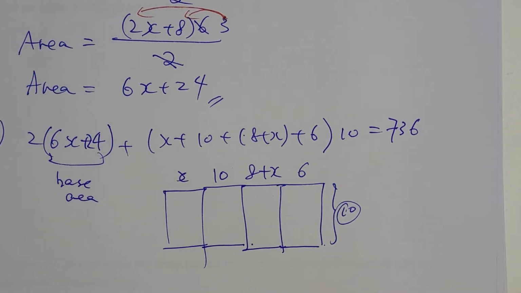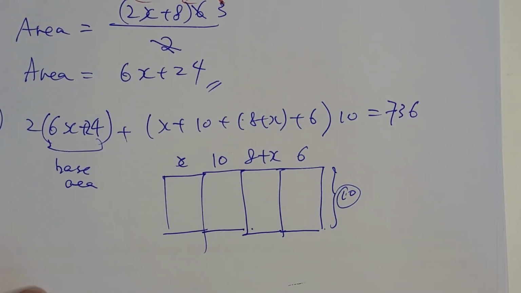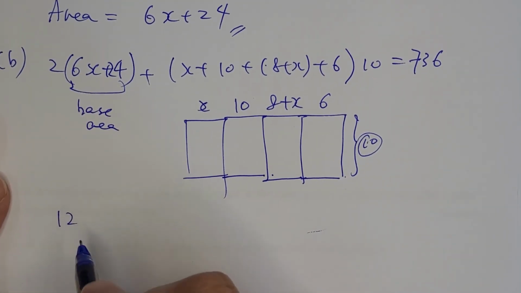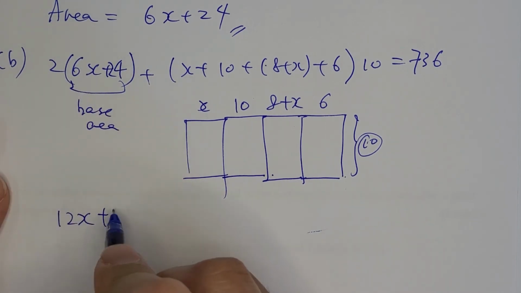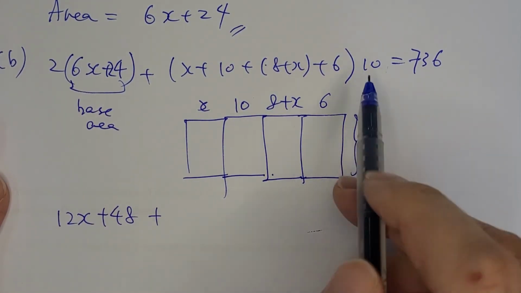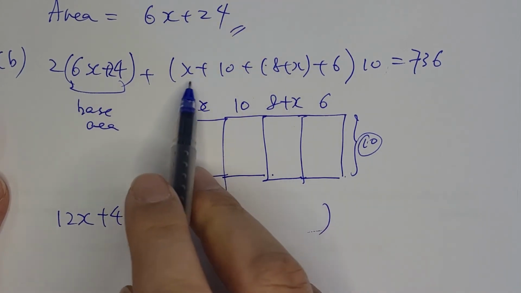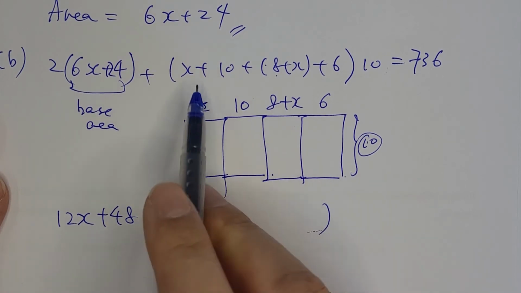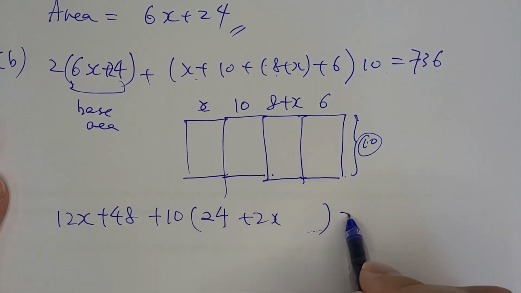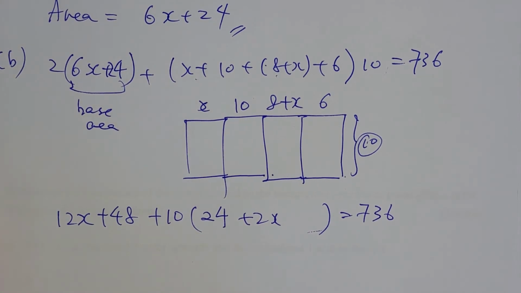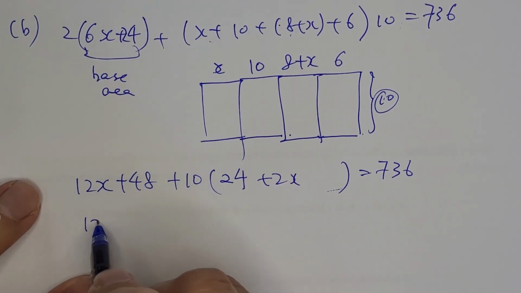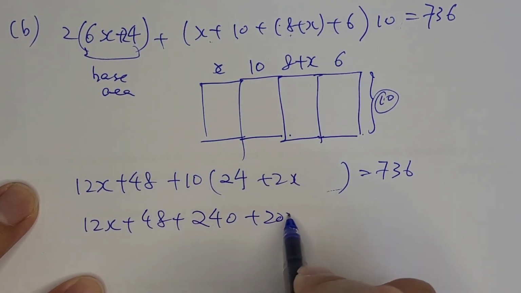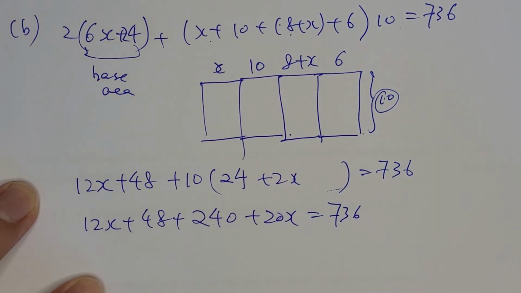So let's see how to simplify this. 2 times 6, 12. 2 times 24, 48. For this 10, you put in front of it first. Simplify inside: 10 plus x plus 16, 24. x plus x, 2x, equals 736. Now, remove the bracket: 12x plus 48 plus 240 plus 20x equals 736.